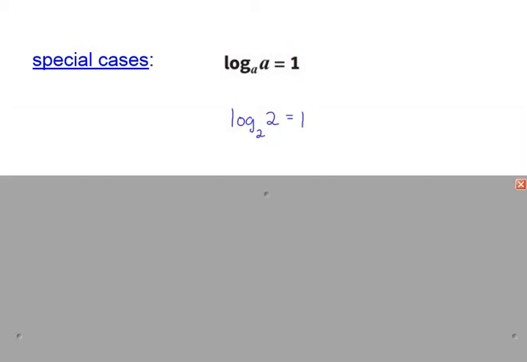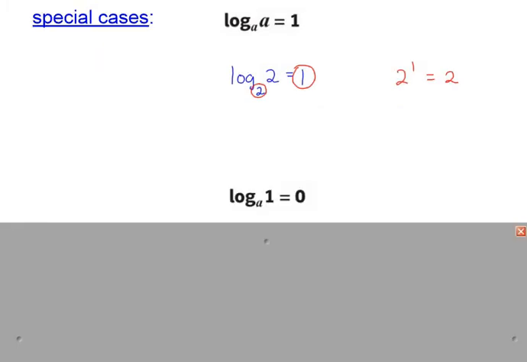So a special case first. We have the log of a to the base a. So these two are the same. This always gives 1. So the log of 2 to the base 2 is equal to 1. If I write this in its exponential form, we get base power. So 2 to the power of 1 is equal to, and I haven't used that 2, that goes here, 2 to the power of 1 is equal to 2.